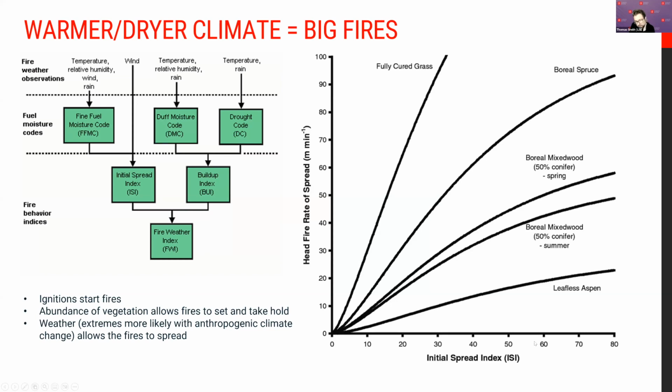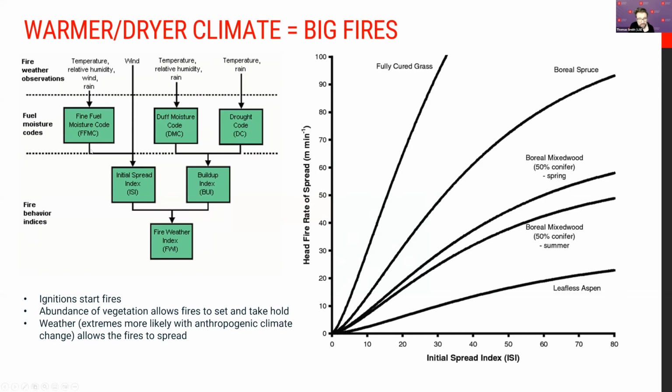Generally, the higher the value of these indices, just an example here, the initial spread index, the higher the rate of spread of the fire. And often it's a kind of exponential relationship between these two.